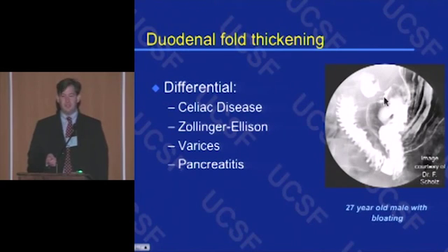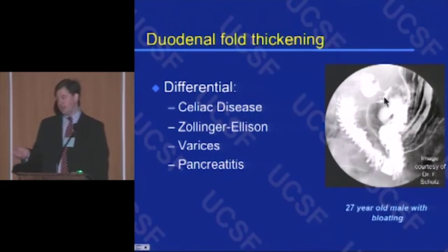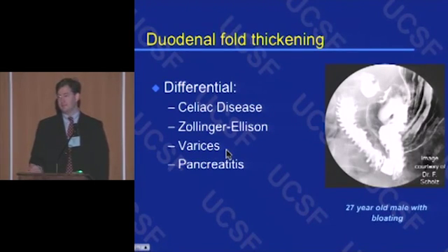Duodenal fold thickening, this is usually associated with some duodenitis. The things that can cause duodenitis: celiac disease, Zollinger-Ellison, pancreatitis. A lot of times you can use the history about the patient to really get what the true cause is. But then if you're looking at it, you find it incidentally, you have to worry about things like varices. So if the patient's got a history of cirrhosis, then it could be varices. If the patient has a history of gluten intolerance, well, you got your answer of celiac disease.